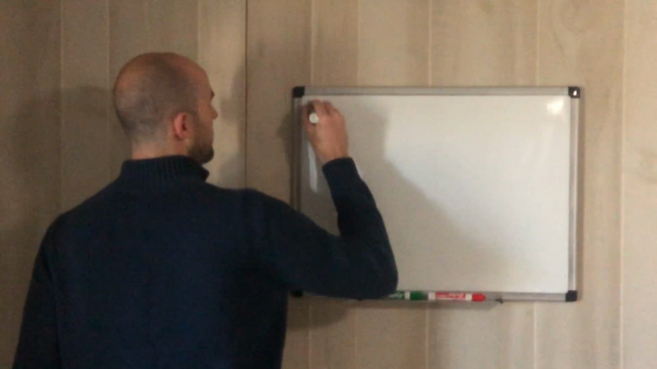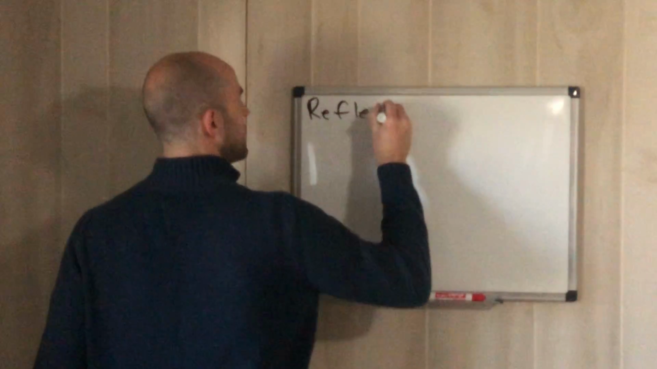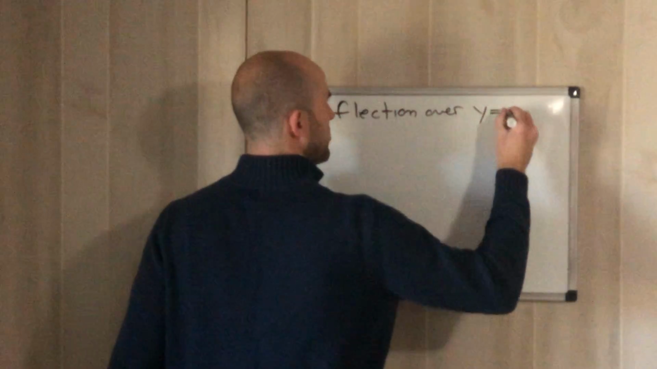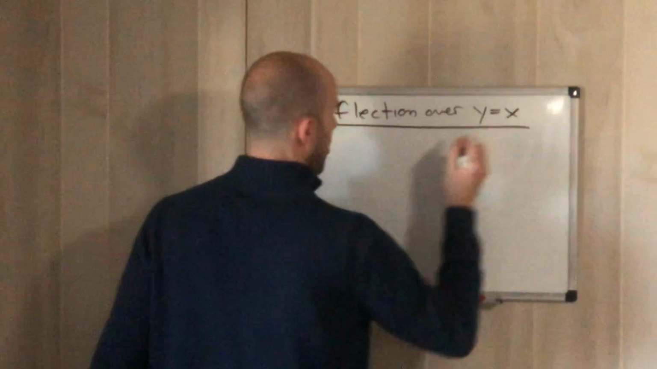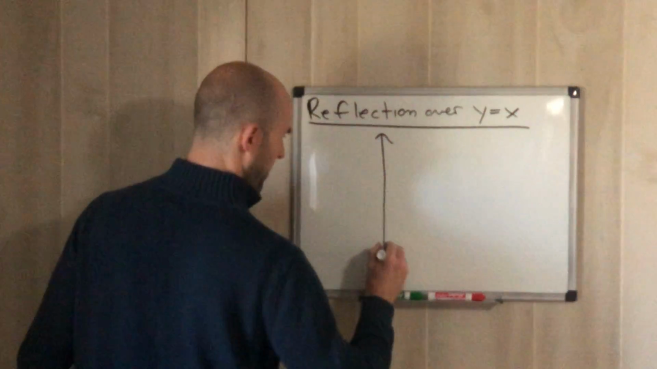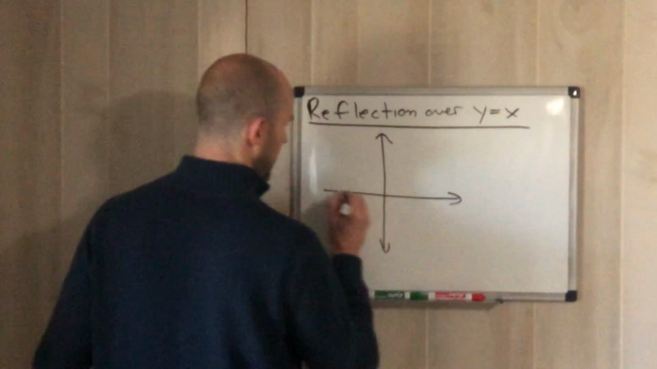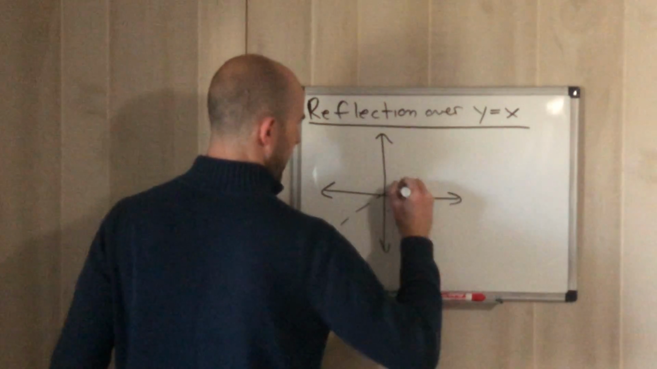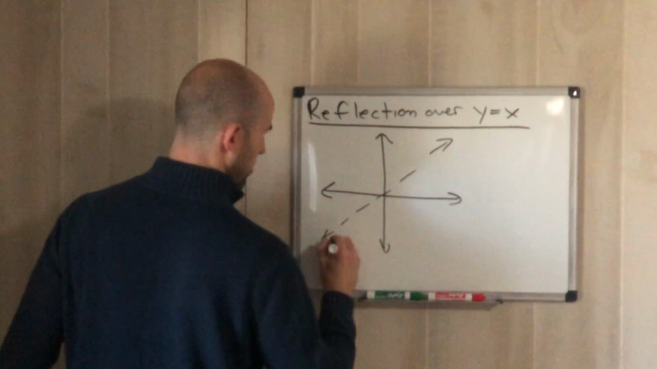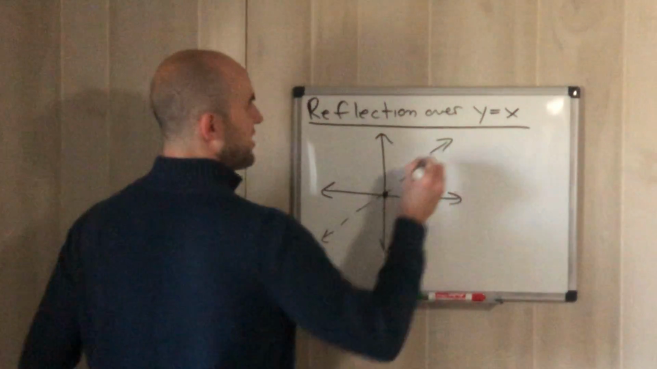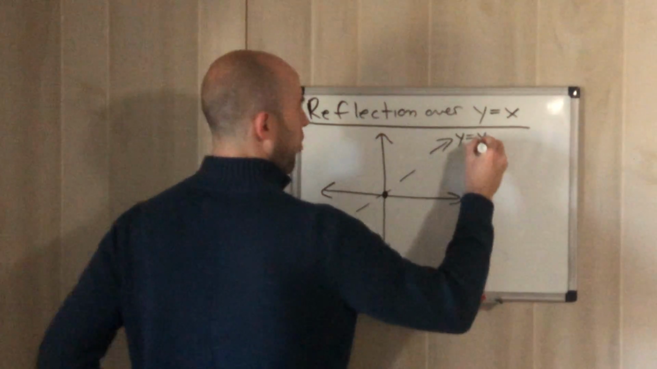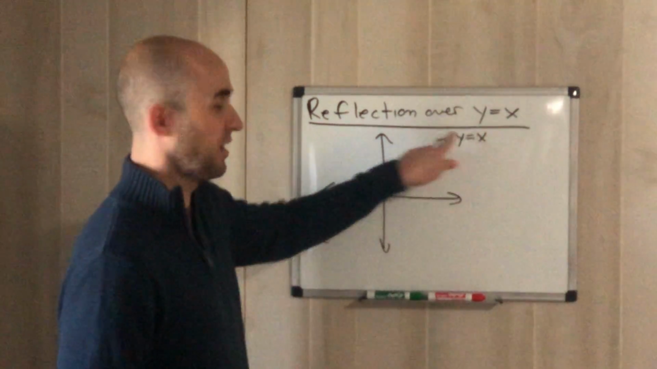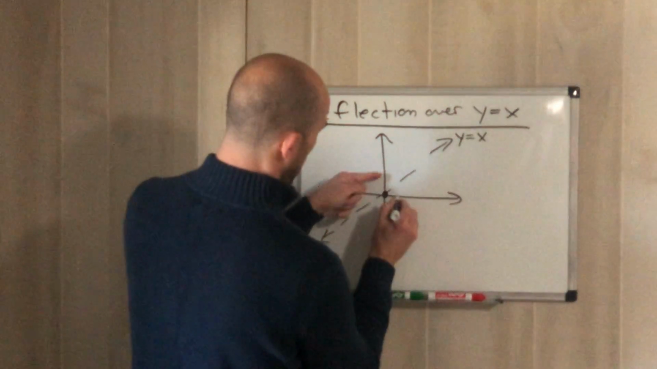Our last reflection is a reflection over the line y equals x. It's a reflection over the line y equals x. And this is the one that people may get a little confused with. So literally, whenever you have the equation y equals x, it's a line that cuts right through there. And the reason it goes through there is because, if the equation is y equals x, whatever x is, y is, right? So if x is 1, y is 1, because they're literally equal.